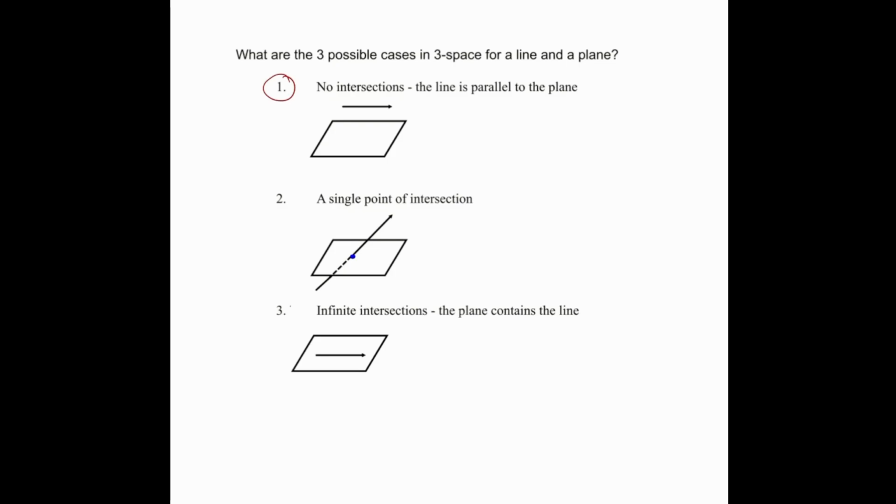The next one that I wanted you to think about is actually number 3 on your page, that there's an infinite number of intersections. The line is on the plane. It is everywhere on the plane. It is not just a single point or not touching it. And the third one, really number 2 on your page, is that there's a single point of intersection. This is the one where the line goes through the plane. So a single point of intersection, the line goes through the plane. Like a toothpick stabbing through a very thinly sliced piece of cheese, if you wanted to think of it that way.